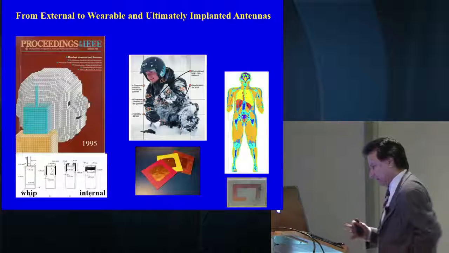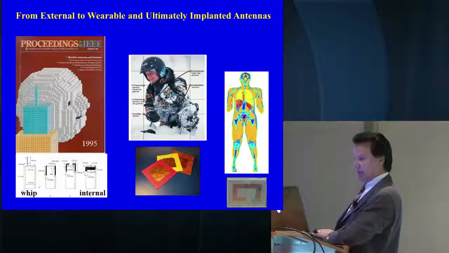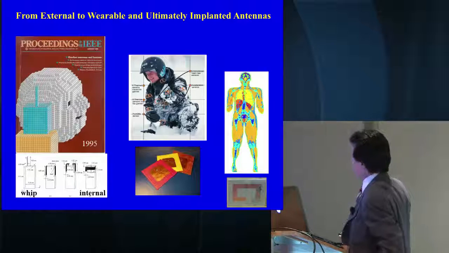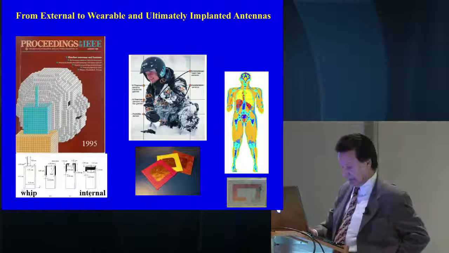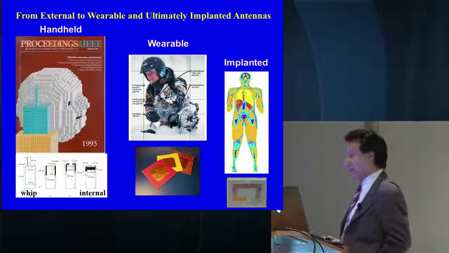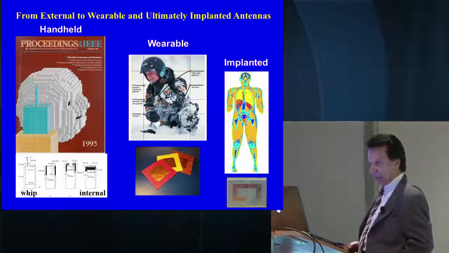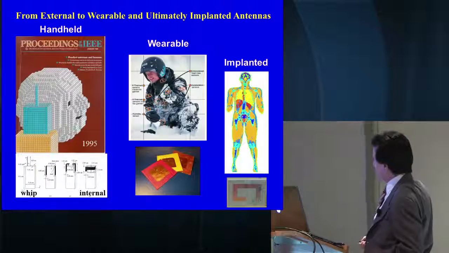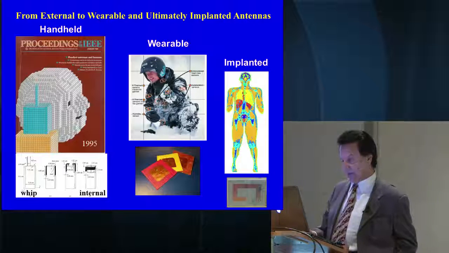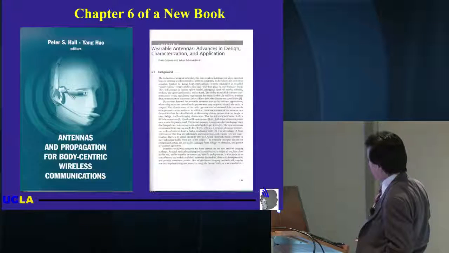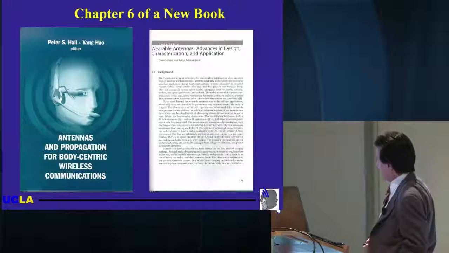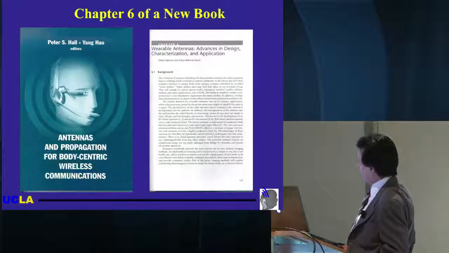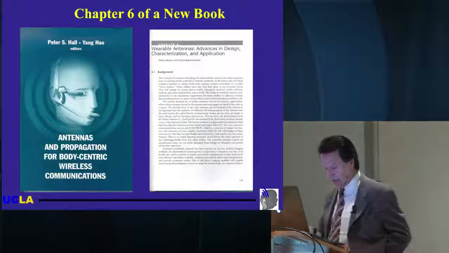Now, let me evolve a little bit to where we are going more in the future. We now move from external to wearable and implanted antennas. Now, because the medical domain is very interested to have this wireless communication. We already talked about this external, handheld, and so forth. I'll say a few words about wearable and some medical considerations. Again, there is a book published by Professor Hall and Howe on antennas and propagation for body-centric wireless communication. And we had a chapter there about this wearable antenna and so forth.